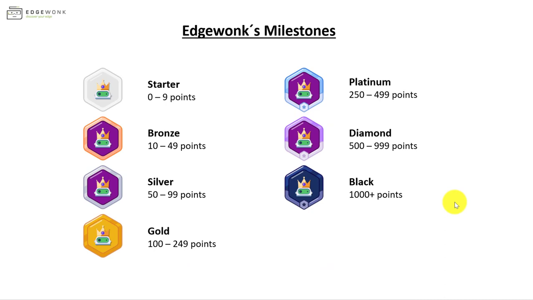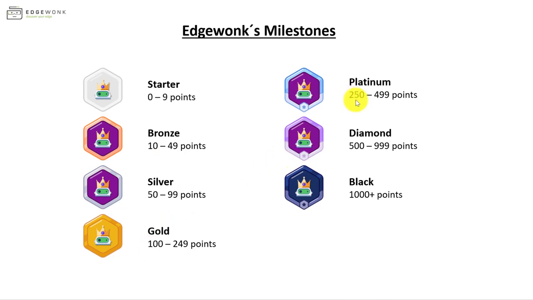Each milestone in Edgewonk has 7 different levels. In the beginning, you are starting at the starter milestone level, which goes from 0 until 9 milestone points. After that, you will reach the bronze level, which goes from 10 to 49 points. Next is silver, and then you will reach the gold level after you have realized 100 milestone points.